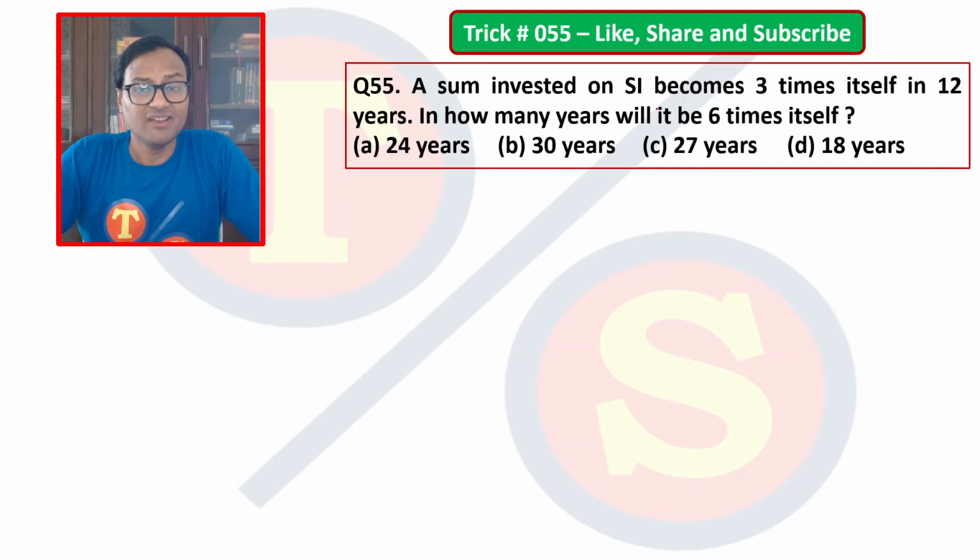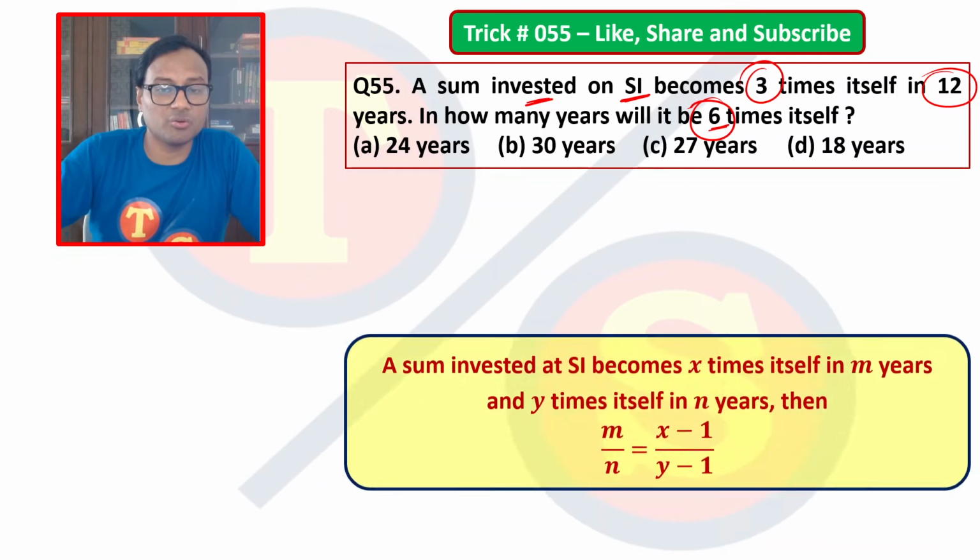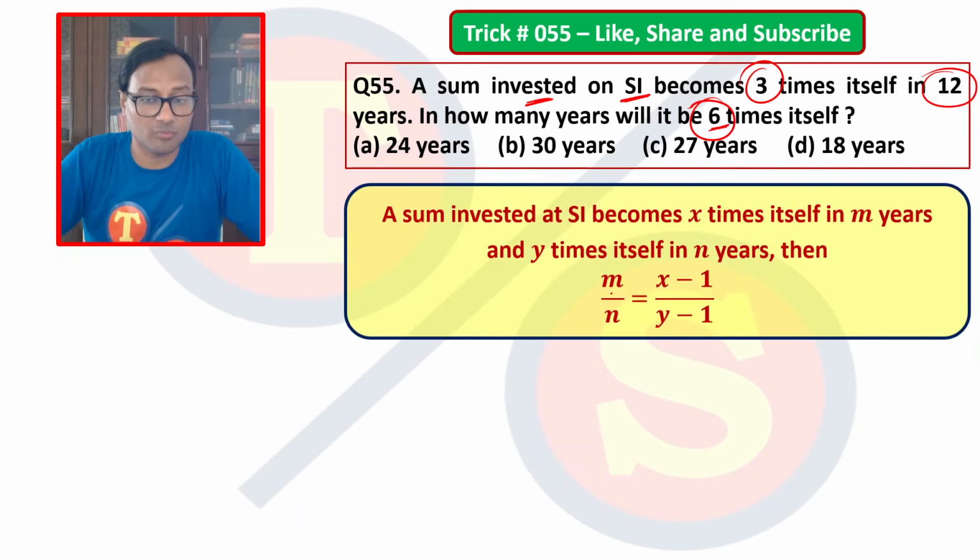If I say that in case of SI, when some amount is invested on SI, and it becomes 3 times itself in 12 years, then in how many years will it become 6 times? There are many tricks and techniques that you can apply over here, but the best thing that you can do is simply apply this formula.